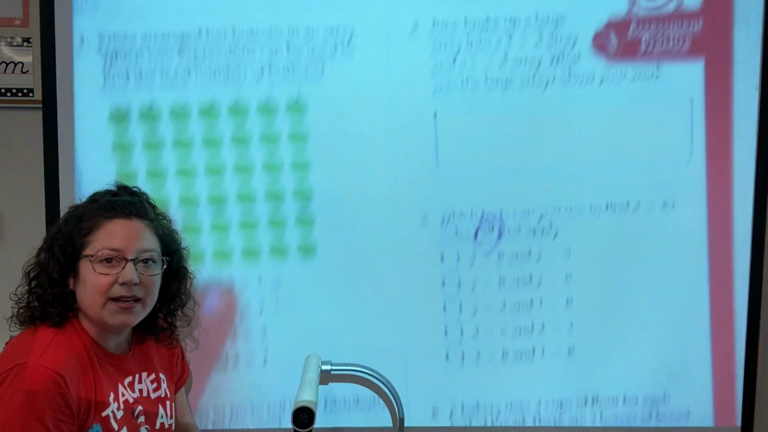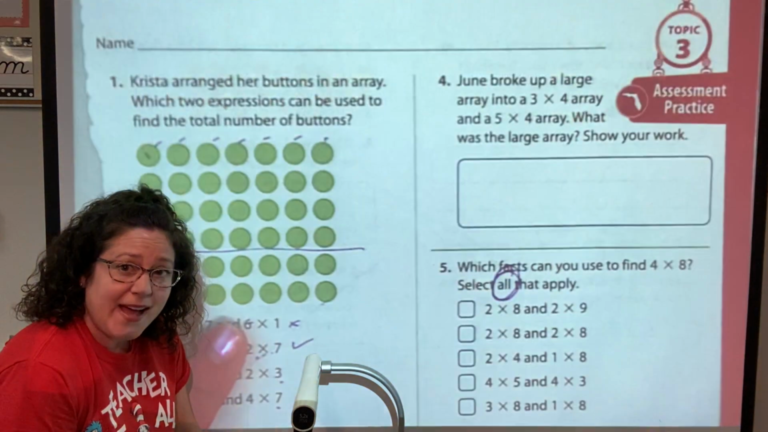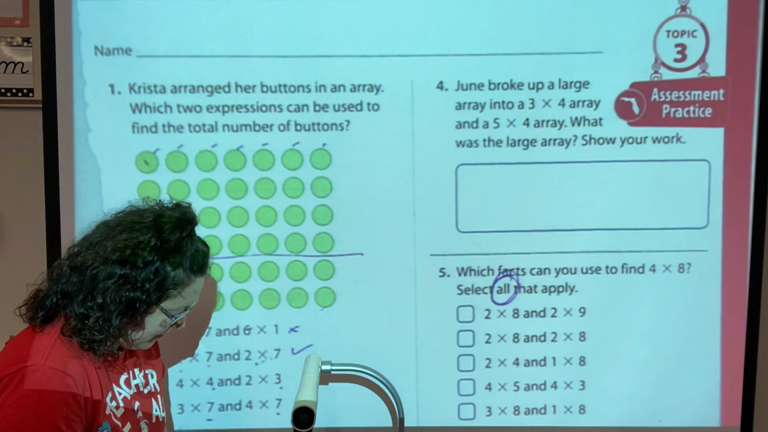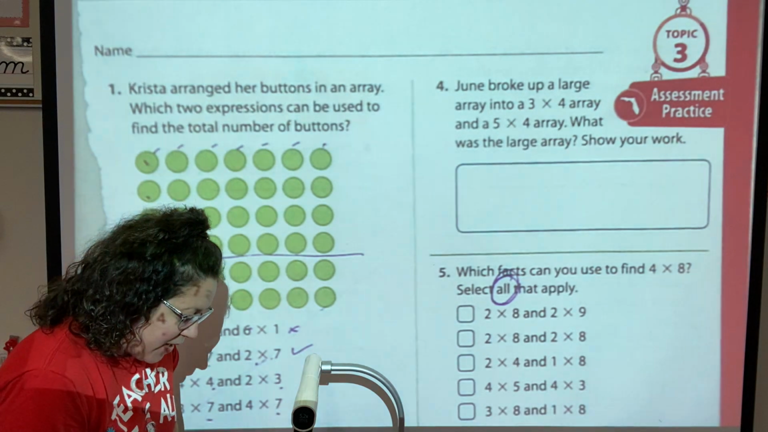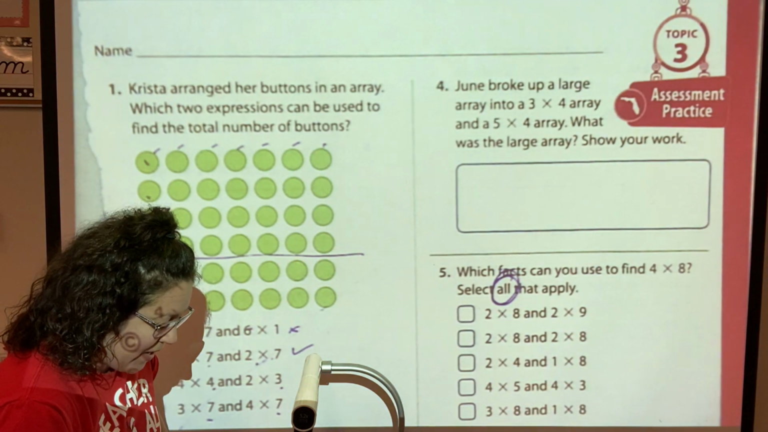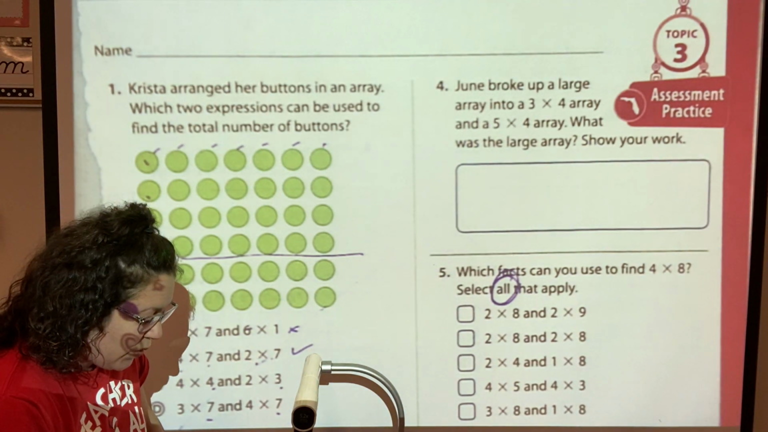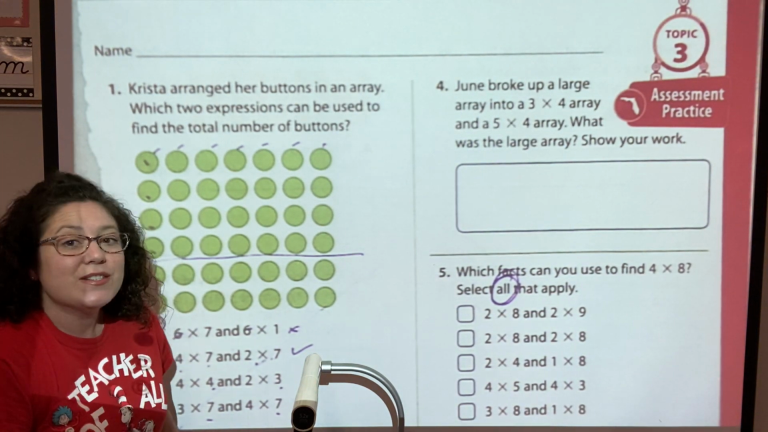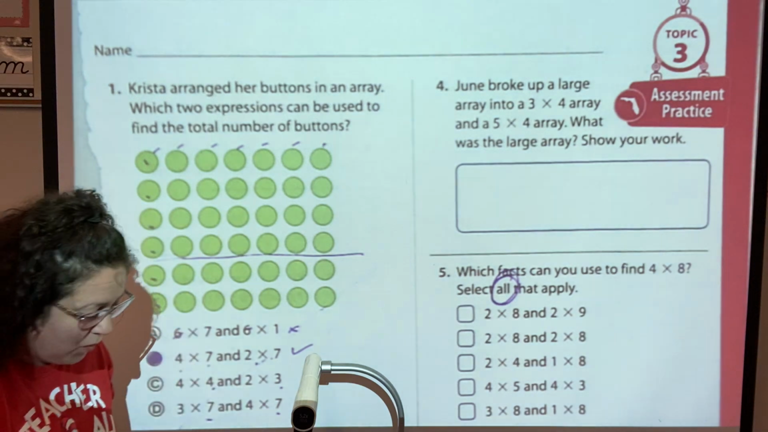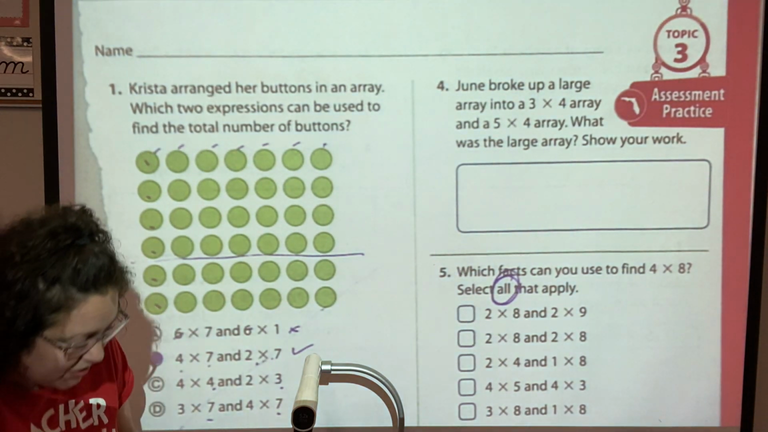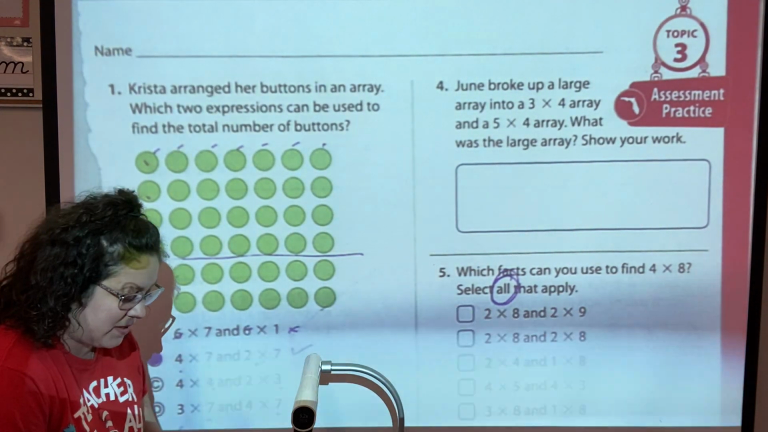All right, let's look at number 4. And if I'm going too fast, you can always rewind me, right? June broke up a large array into a 3 times 4 array and a 5 times 4 array. What was the large array? So for this problem, you might want to actually draw out what it says to solve it.